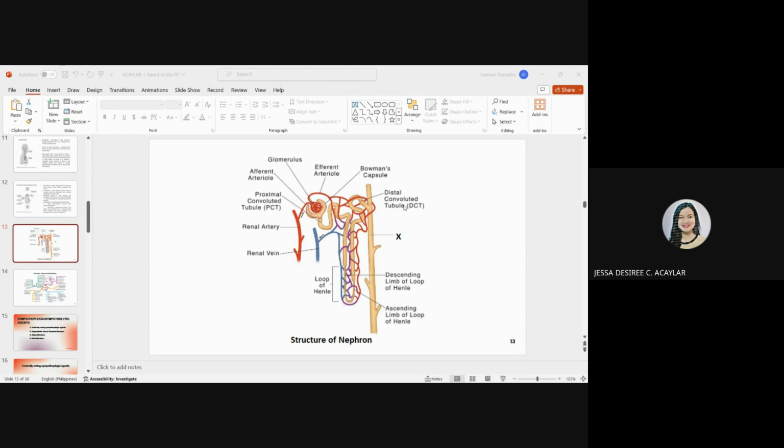Toxicities or interaction po ng thiazides, it may cause hypokalemic metabolic alkalosis, katulad po ng loop diuretics. Impaired carbohydrate tolerance. Meaning po, nagkakaroon ng hyperglycemia due to the stimulation of ATP potassium channels, and it can cause hyperpolarization of beta cells, leading to insulin release inhibition. Nag-exacerbate po siya ng hypokalemia.